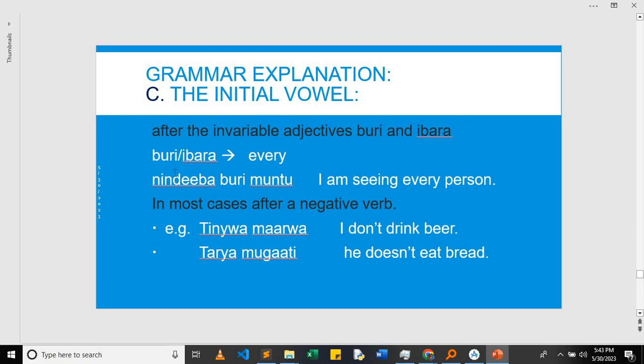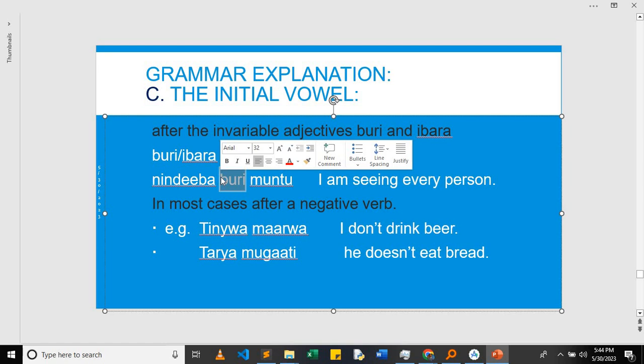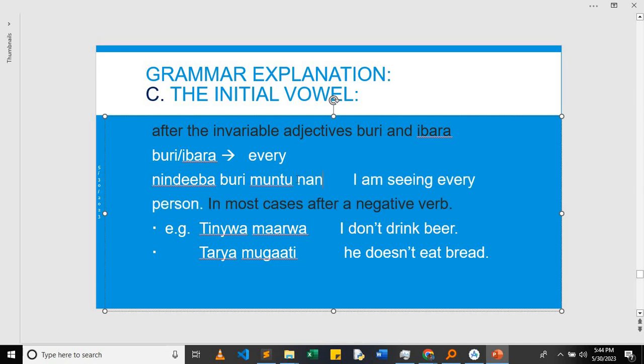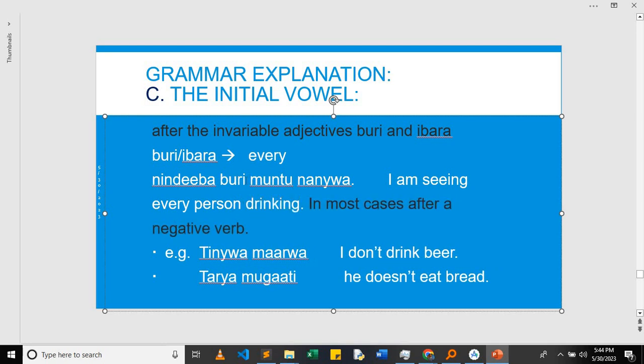Then we have this ibara. So this means every. Nindeba buri muntu. Somebody can say nindeba ibara muntu. That means I'm seeing every person. Still you can apply nindeba buri muntu. Like if you say nindeba buri muntu nanywa, that means I'm seeing every person drinking. That means every.